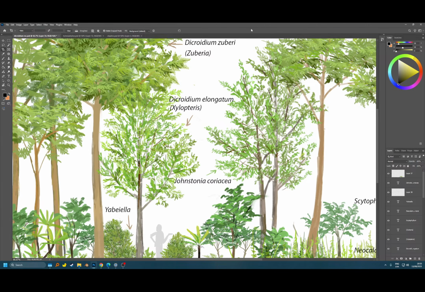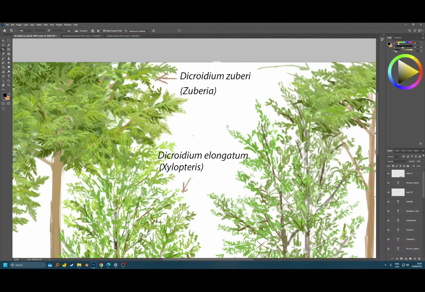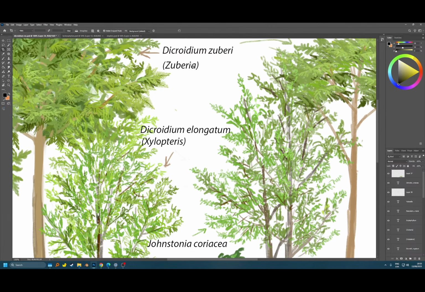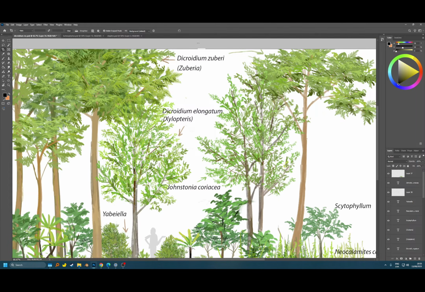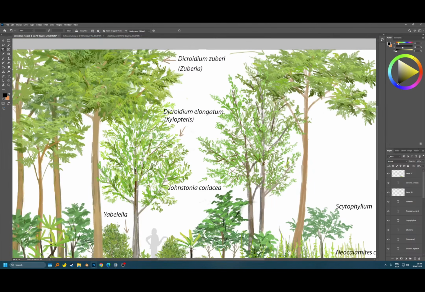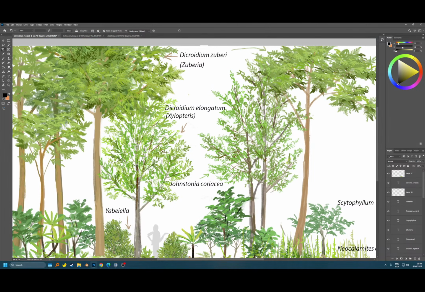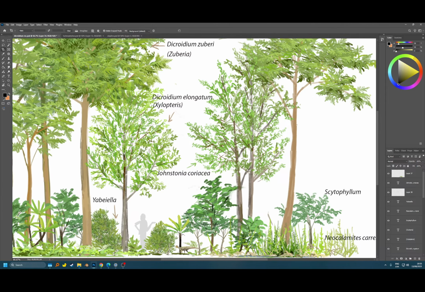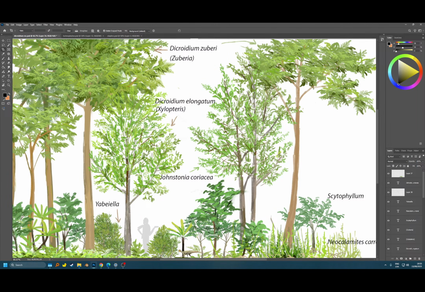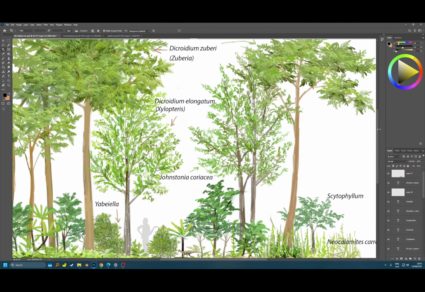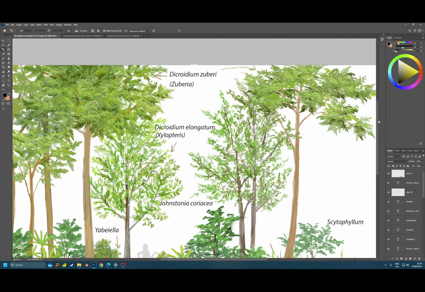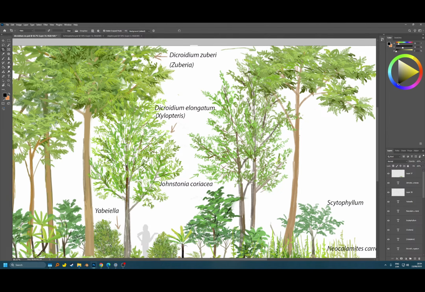Corystosperms, represented by the Dicroidium leaves, and the reproductive organs: the female ones are Umkomasia, and the male pollen cone is called Pteruchus, I think. These Corystosperms were very important. They first appeared during the Permian, but they really got their highest diversity during the Triassic.